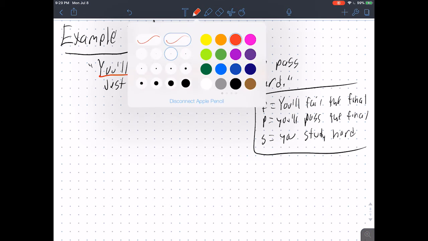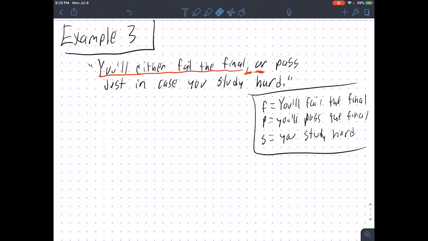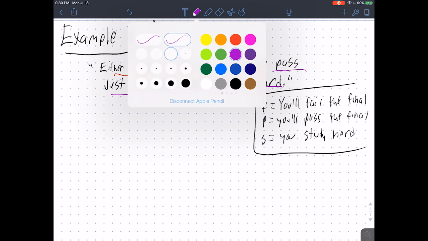Maybe a more grammatically appropriate way of writing this would be "either you'll fail the final." That's a little clearer, right? So that's the first component. And the second component is you'll pass just in case you study hard.